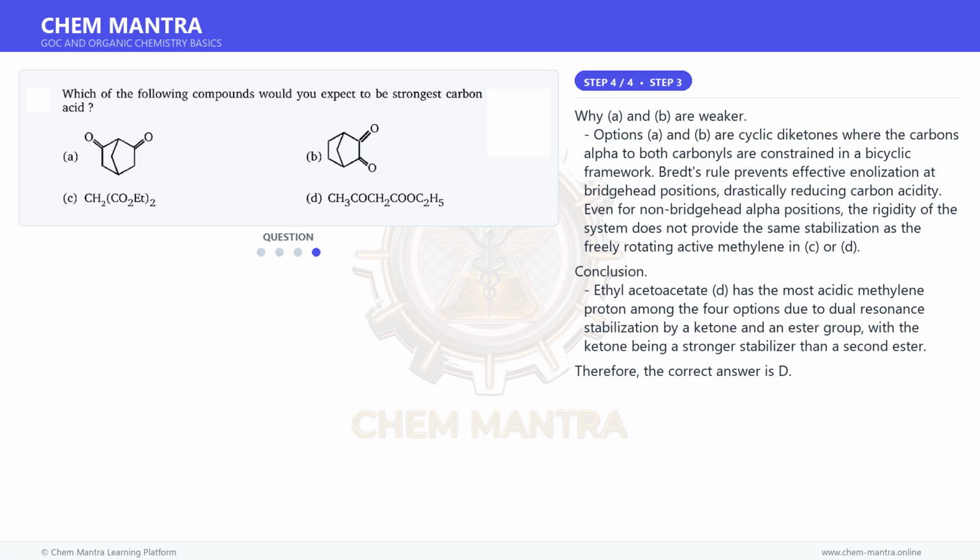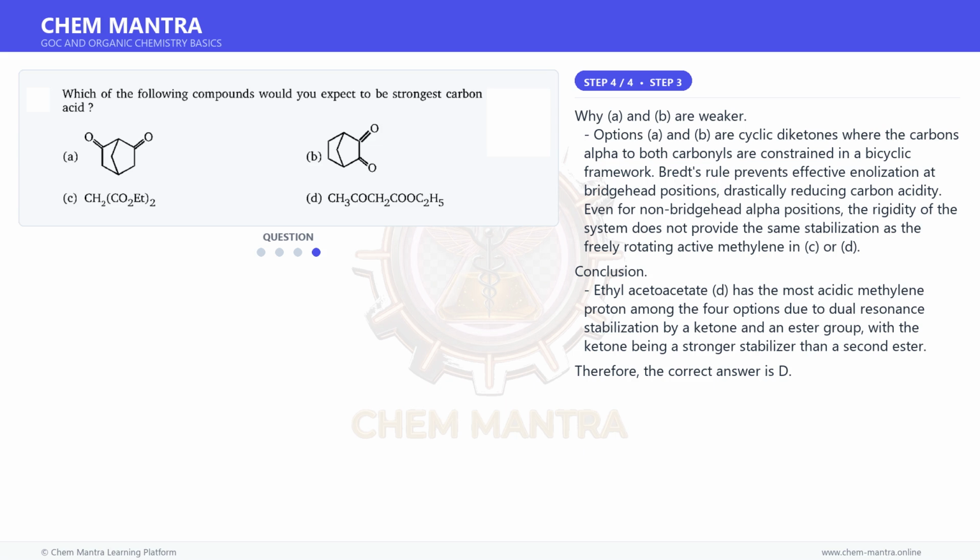Options A and B are cyclic diketones where the carbons alpha to both carbonyls are constrained in a bicyclic framework. Bredt's rule prevents effective enolization at bridgehead positions, drastically reducing carbon acidity. Even for non-bridgehead alpha positions, the rigidity of the system does not provide the same stabilization as the freely rotating active methylene in C or D.